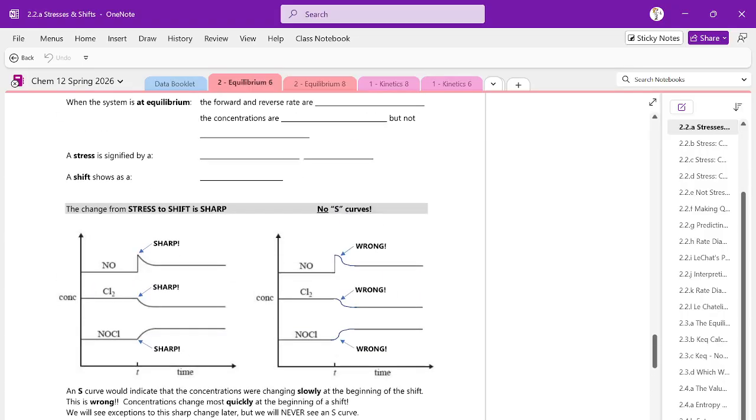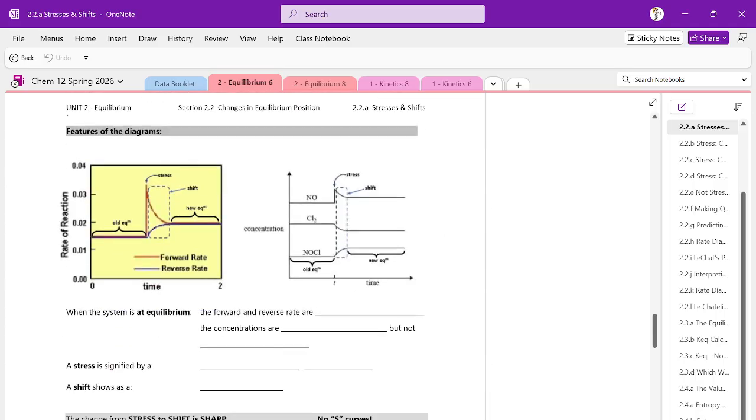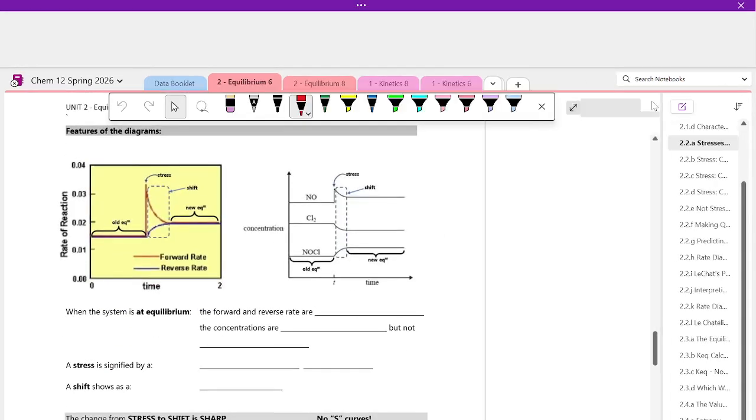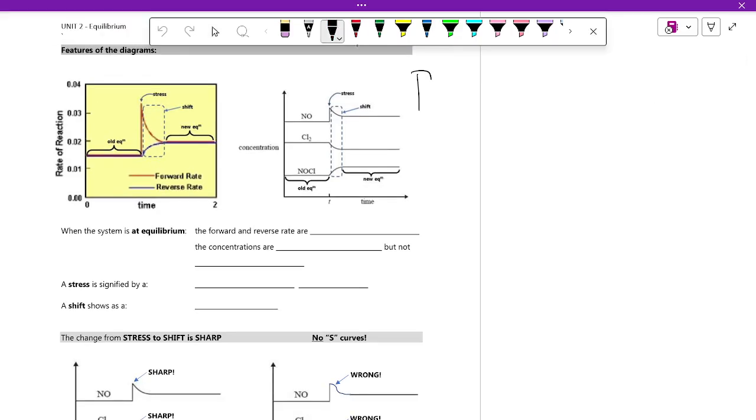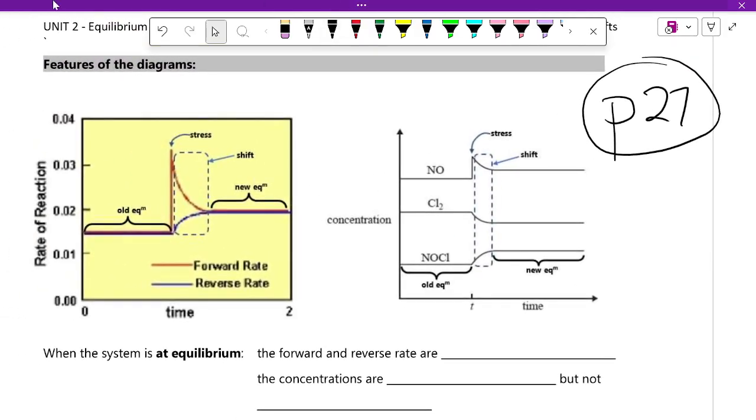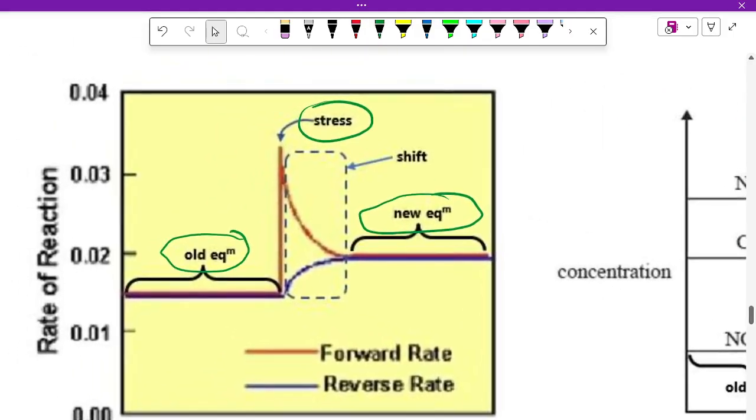Okay, so when last we left, we were on page, we just had not started page 27. I think last day we had already labeled our old equilibrium, our new equilibrium, the stress, which is that vertical spike, and the shift, which is the gradual curve.